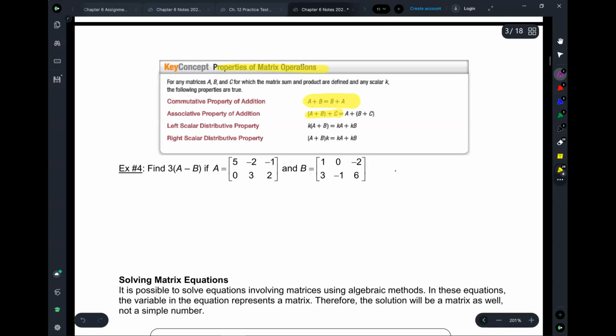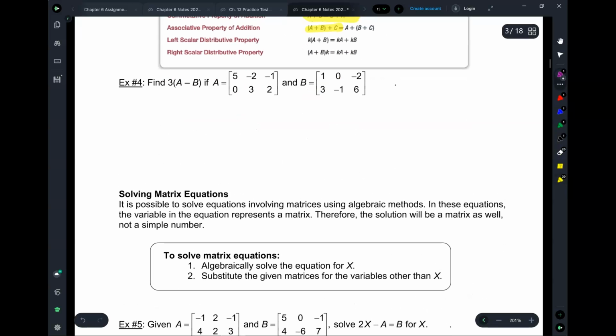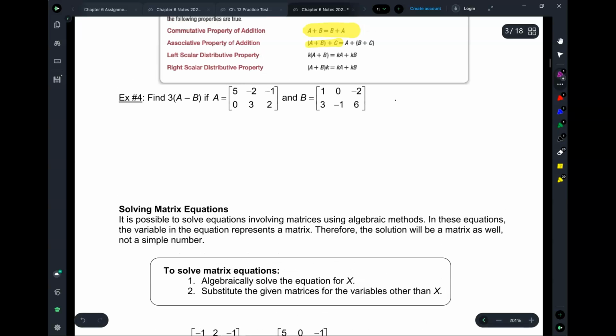So, going with that, here we have matrix A and B. We have to do 3 times A minus B. A and B are matrices. There are 2 ways you can do this. You can distribute, and do 3 times A, 3 times B, and subtract them, or you could just follow order of operations. So here's what we're going to do.